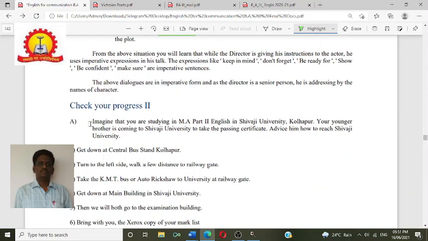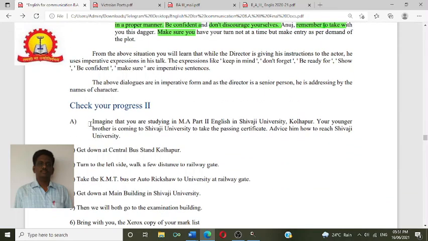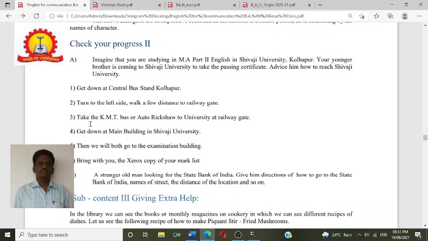So you can do this exercise. Imagine that you are studying in MA Part 2 English in Shivaji University Kolhapur or at Asia's College Palus, and your younger brother is coming to Shivaji University to take the passing certificate. Advise him how to reach Shivaji University. The instructions are given here.